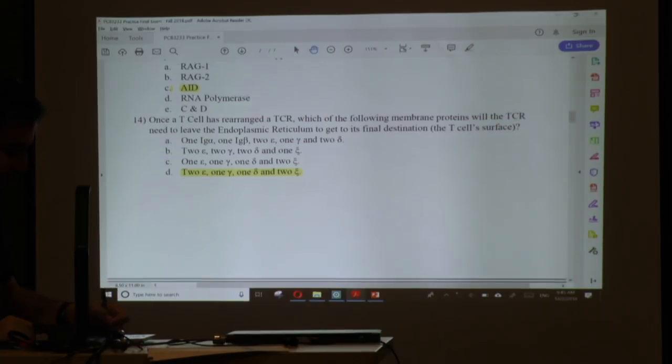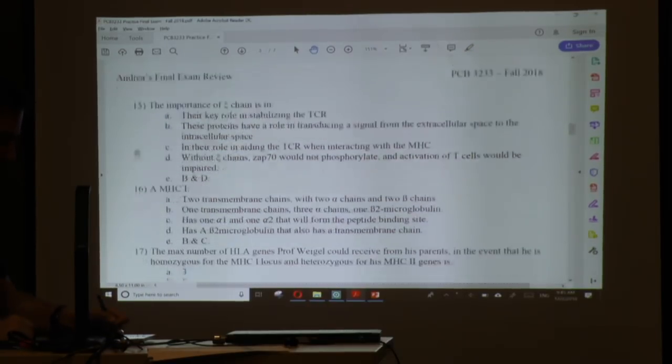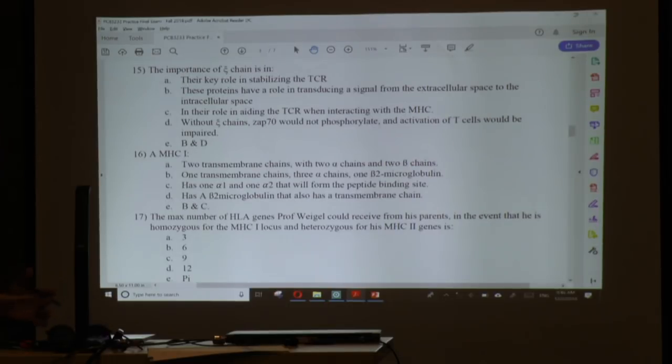And remember, there's a question. I was going to say it, but let me ask it. The importance of the zeta chain in the TCR is that they play a role in stabilizing the TCR. B says these proteins have a role in transducing signal from the extracellular space to the intracellular space. C says there's no role in aiding the TCR when interacting with the MHC. And D says without zeta chain, ZAP70 would not phosphorylate and activation of T cell would be impaired. So then the correct answer is going to be E, right?